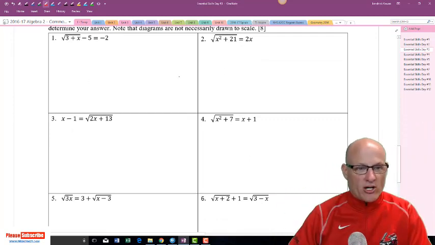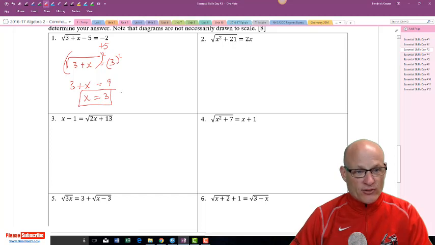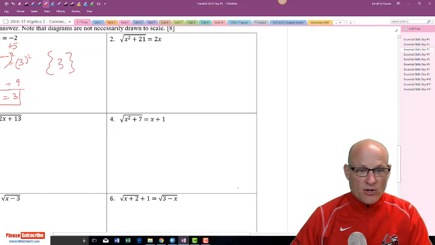Oh, so I sort of started with one of these. I'm going to add 5 to both sides, get the weird thing alone. 3 plus x equals 3. Square both sides. And I get 3 plus x equals 9, or x equals 3. If you check this answer, it will work. So I'm just going to say for now that one's going to work. I'll check one that doesn't work in a minute. I know there's going to be one.